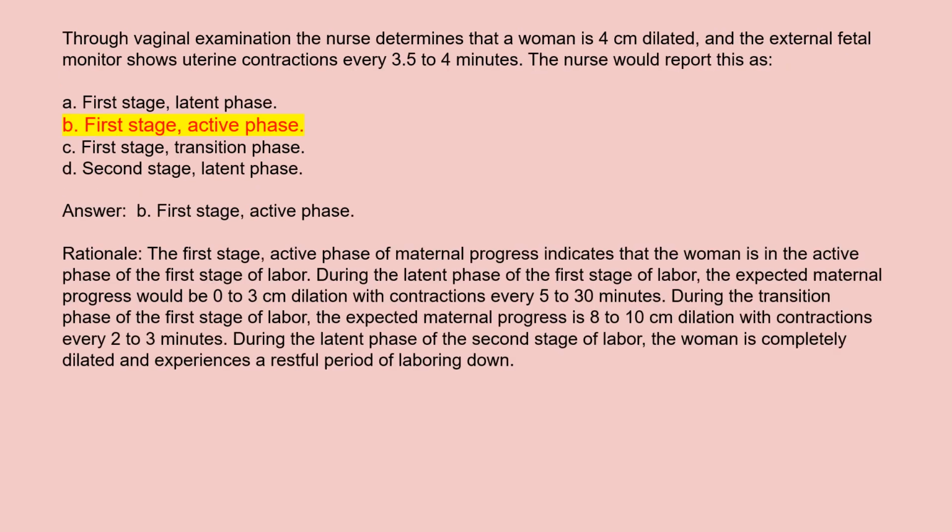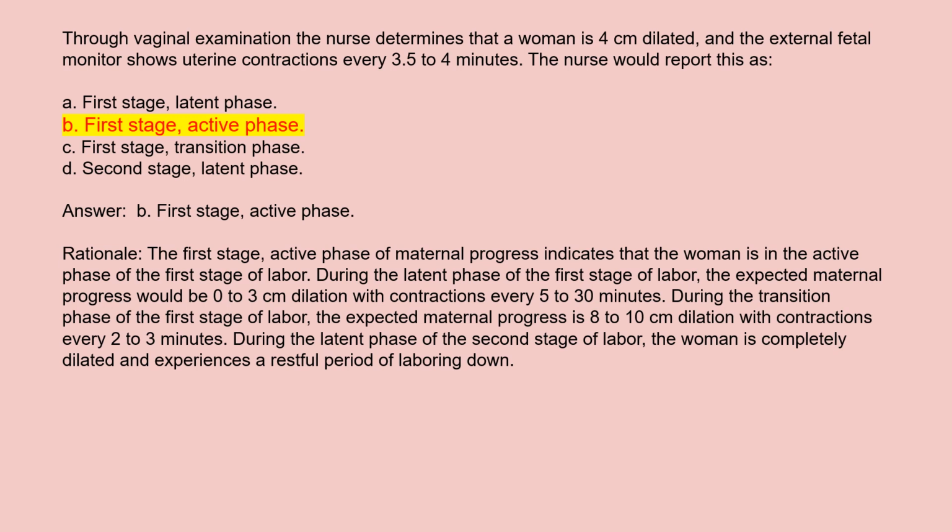Answer. B. First stage, active phase. Rationale. The first stage, active phase of maternal progress indicates that the woman is in the active phase of the first stage of labor. During the latent phase of the first stage of labor, the expected maternal progress would be 0 to 3 centimeters dilation with contractions every 5 to 30 minutes. During the transition phase of the first stage of labor, the expected maternal progress is 8 to 10 centimeters dilation with contractions every 2 to 3 minutes.